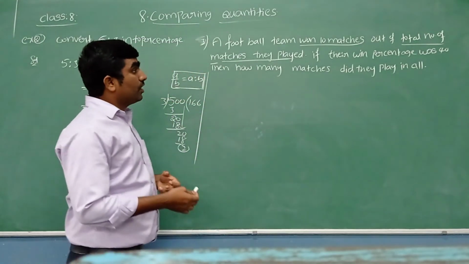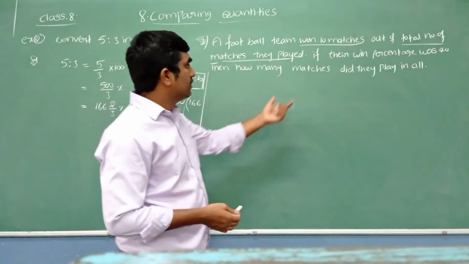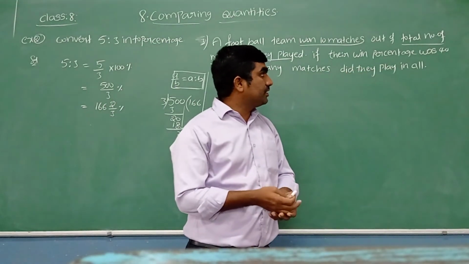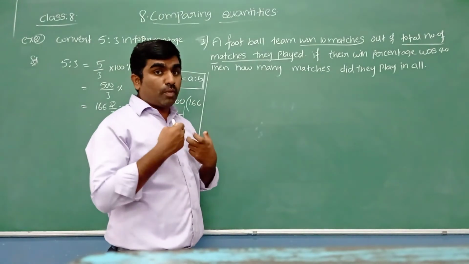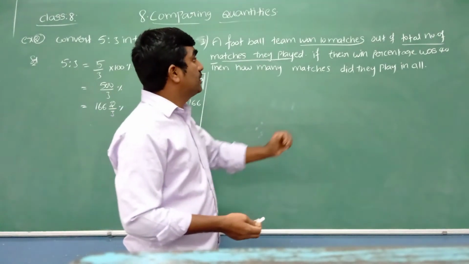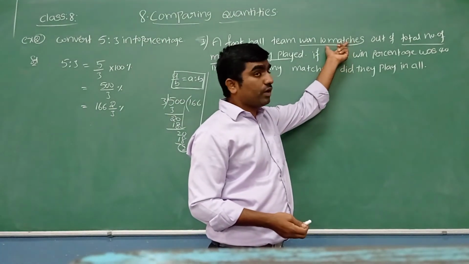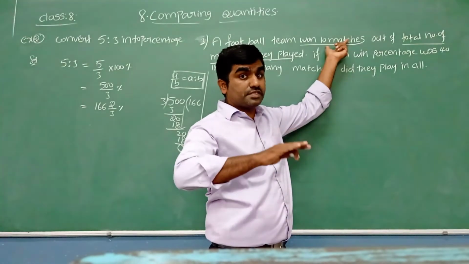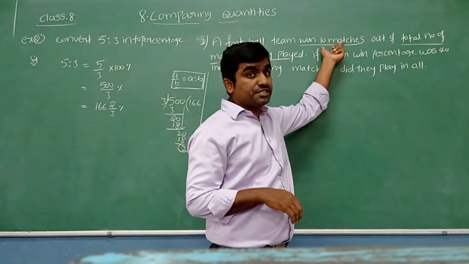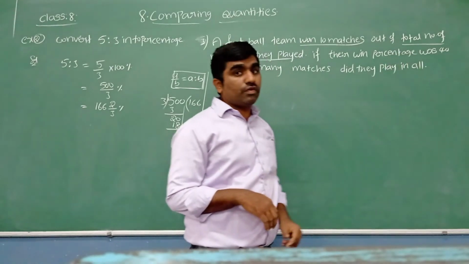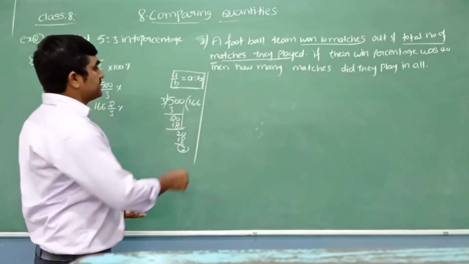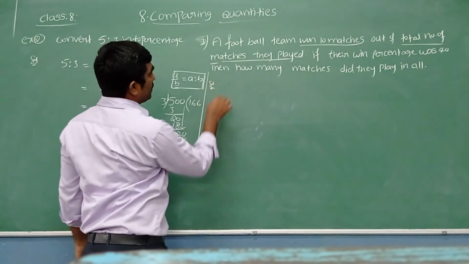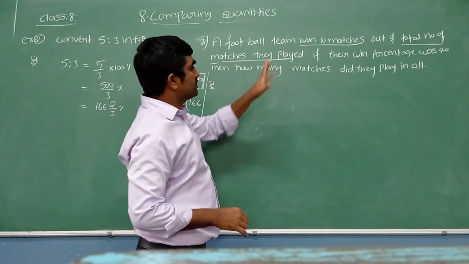See here, what is the unknown value? They are asking how many matches they played in all, the total number of matches. We don't know how many matches they played, but they said that they won 10 matches. And also they said that these 10 matches are equal to 40% of the total matches they played. So the unknown value is the total number of matches they played.